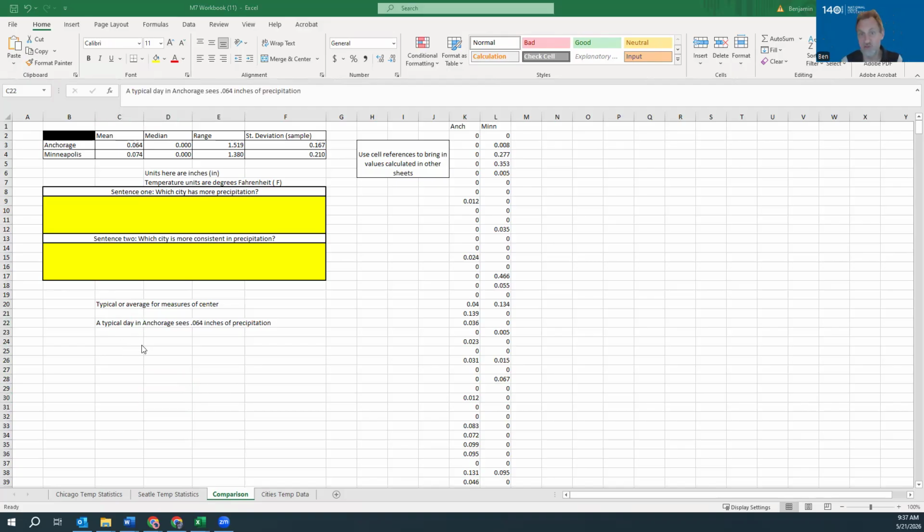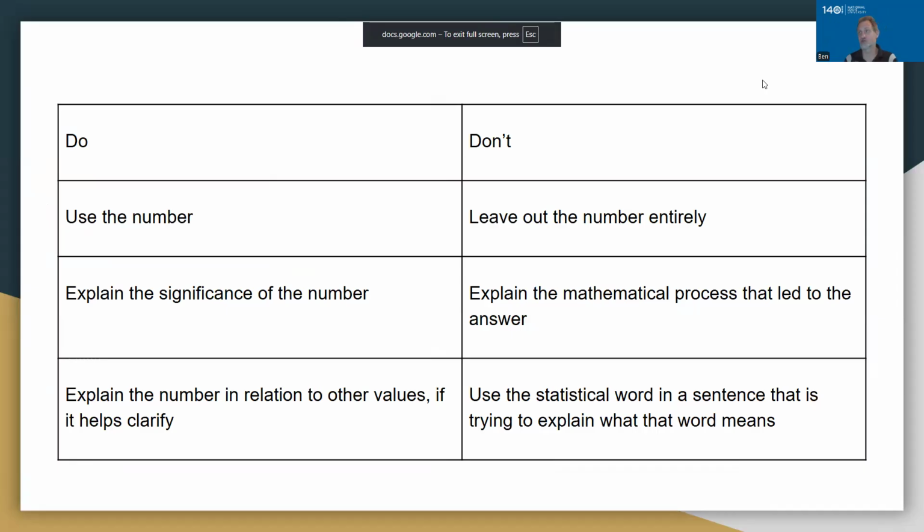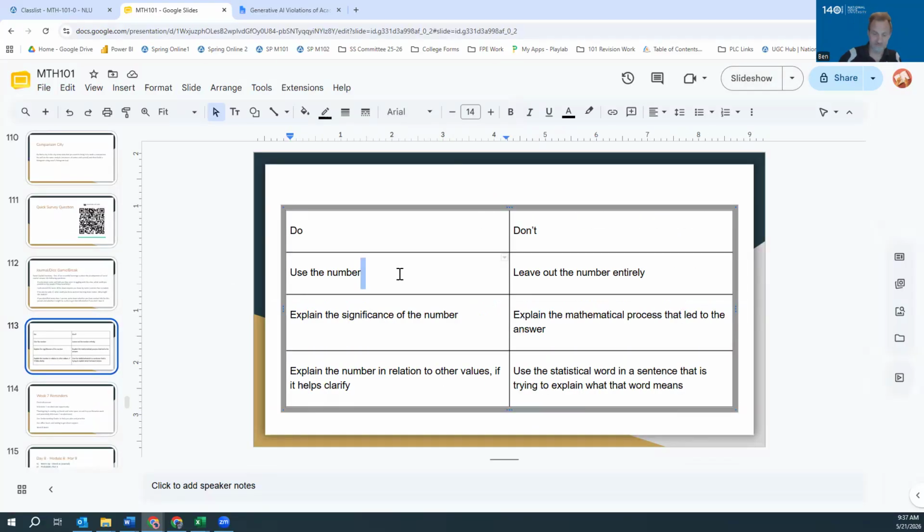And I've made a little slide for you. Let me pull that up to go over some of the do's and don'ts of interpretation. So we want to use the number. We want to explain the significance of the number, and we want to explain the number in relation to other values if it's helpful. And you can see that I'm doing the two things here that are on my do list in that sentence. It's not a complicated sentence. It's very short. A typical day, and then I have the number and I have the units. In fact, I should put into here, include the units.